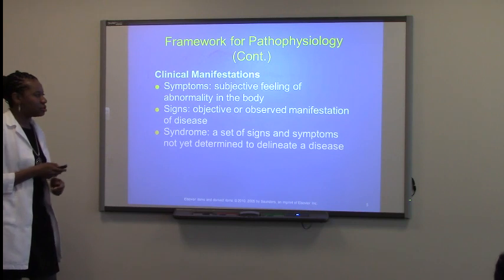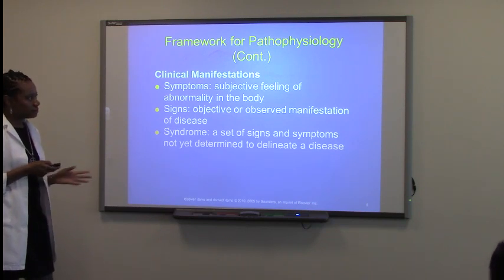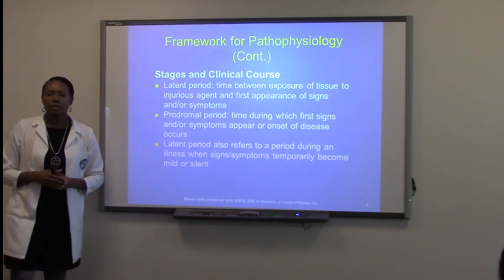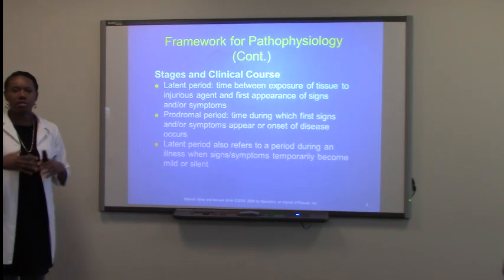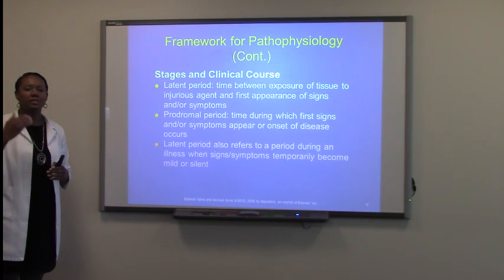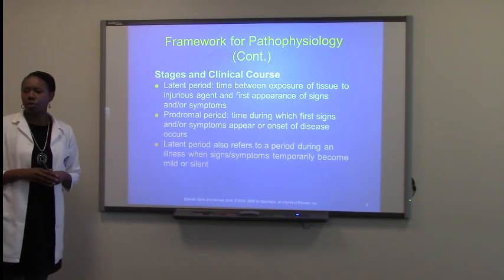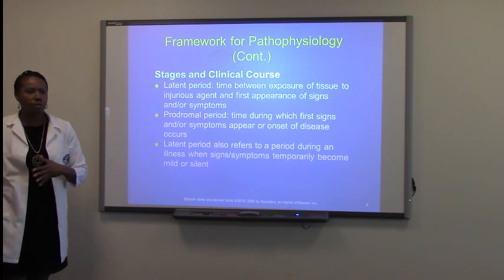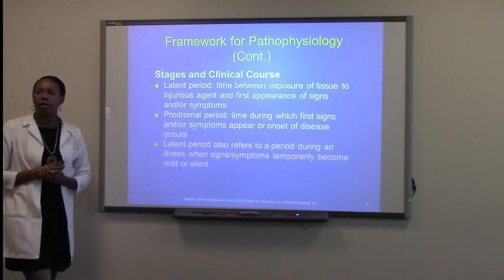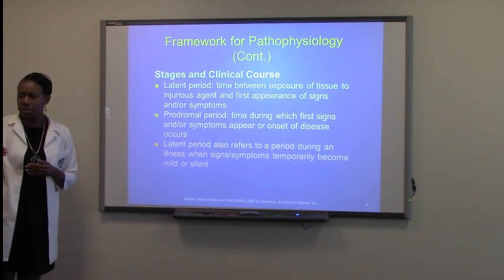And then syndrome, they say, is just a set of signs and symptoms. They say that's not yet determined to be a disease. Okay, so it could be a combination. Now, once a person has a disease, okay, how does this disease run its course, so to speak? Okay, so keep in mind that there are different stages of diseases. So when someone is infected with something or the disease process begins, it just doesn't all of a sudden come out. There is a certain pattern to this.